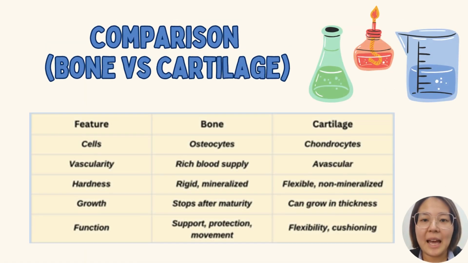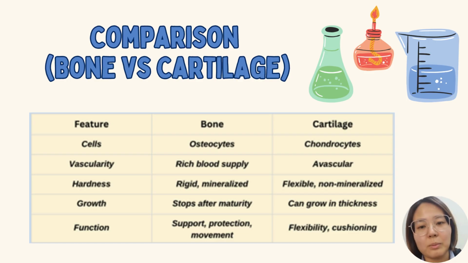Hello everyone, I'm Tara. We are going to quickly look at the key differences between bone and cartilage, the hard tissue and the cushion tissue, in just 5 fast points. First, the cells that build them: bone uses osteocytes, cartilage uses chondrocytes. The most important difference is vascularity.